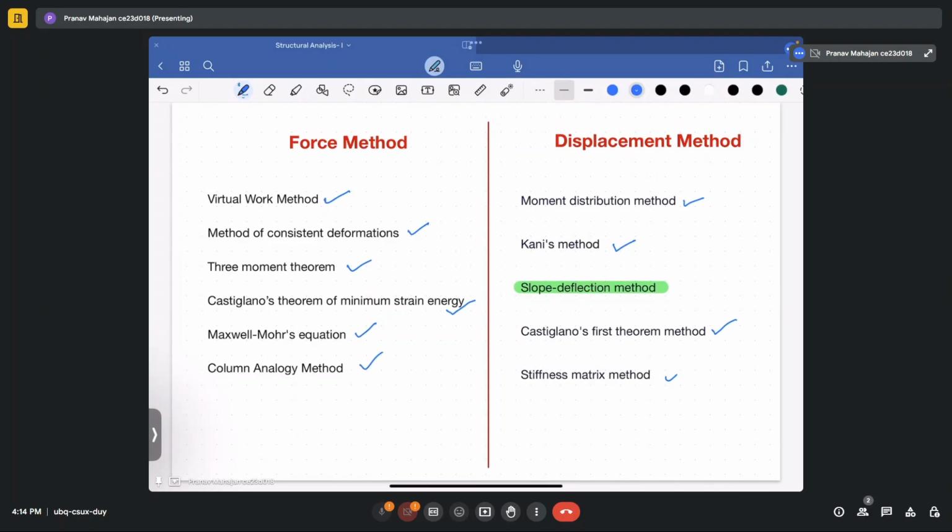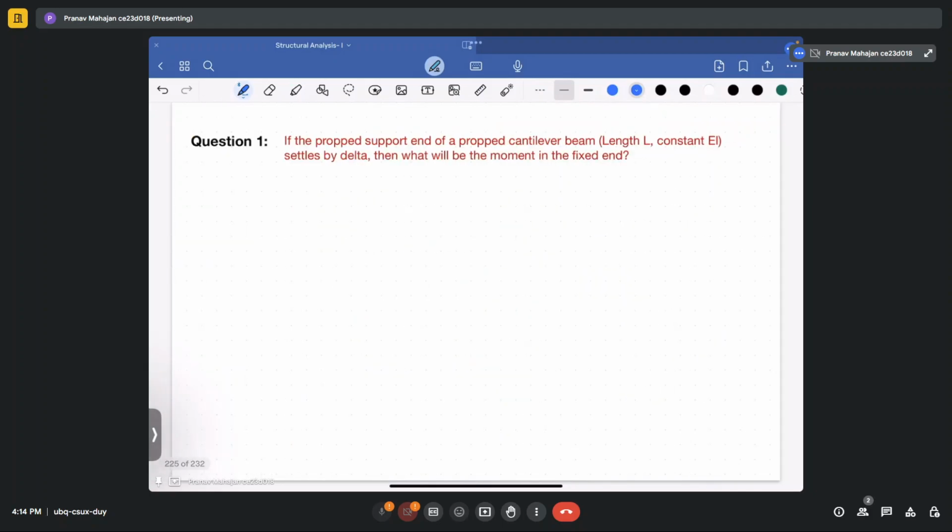So force and the displacement method are the broad categories in which the different methods that you will see come under different categories. So it will help you to understand which method comes under whether force method or displacement method, and it will help you to clear your concepts. So let's start with some questions related to that.